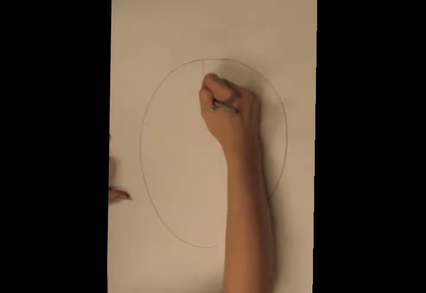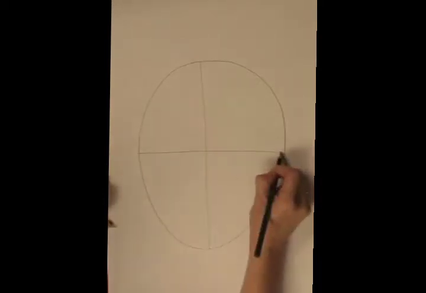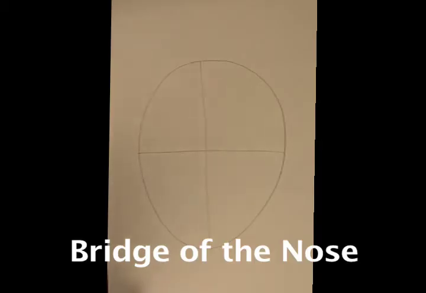We're then going to divide this in half using a vertical. And then we're going to divide this in half again horizontally. Now, the point where those two lines intersect is very important because this is the center point of the head. That is where the bridge of the nose is located.